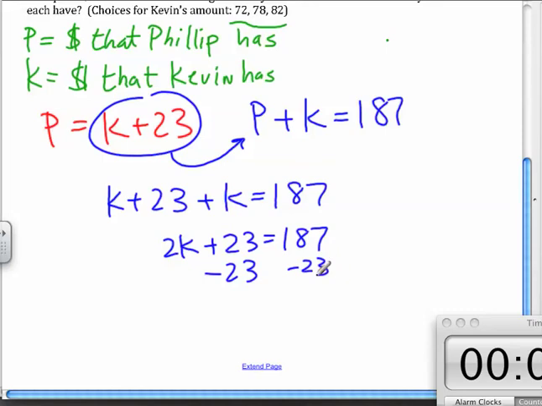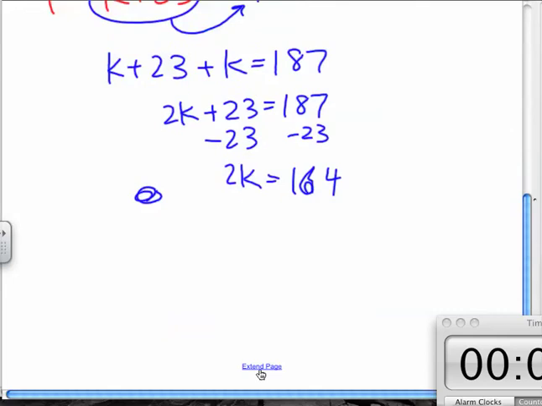CC, what do I do next? Minus 23 from both sides, and I'm going to get that 2K is equal to, come on smartboard, don't fail me now, I'm about to run out of time. 2K is equal to what? 164? 64. So K, when I divide by 2, has got to equal 82. And I'll catch you guys on the next video. We'll finish up.